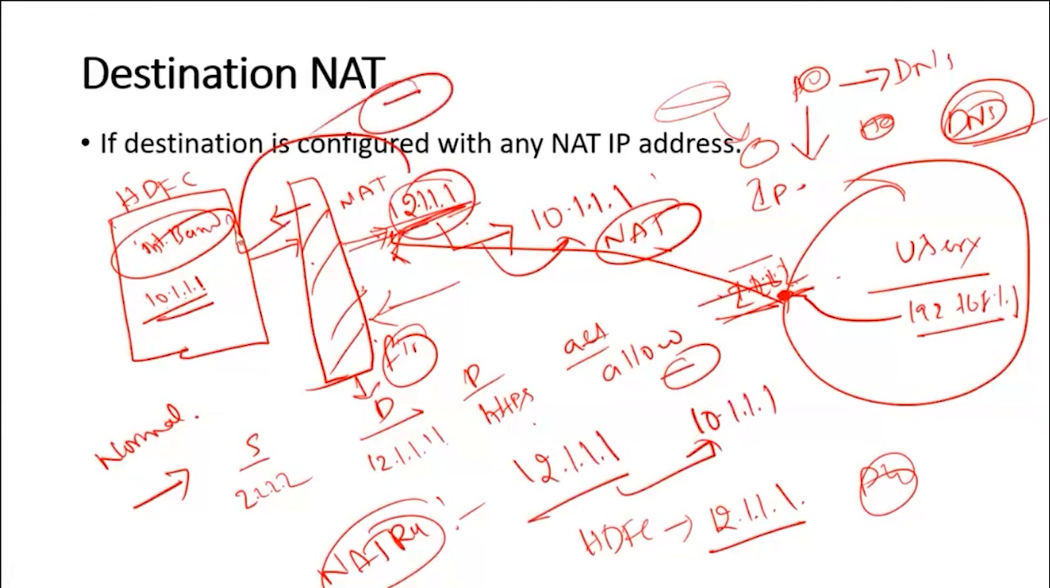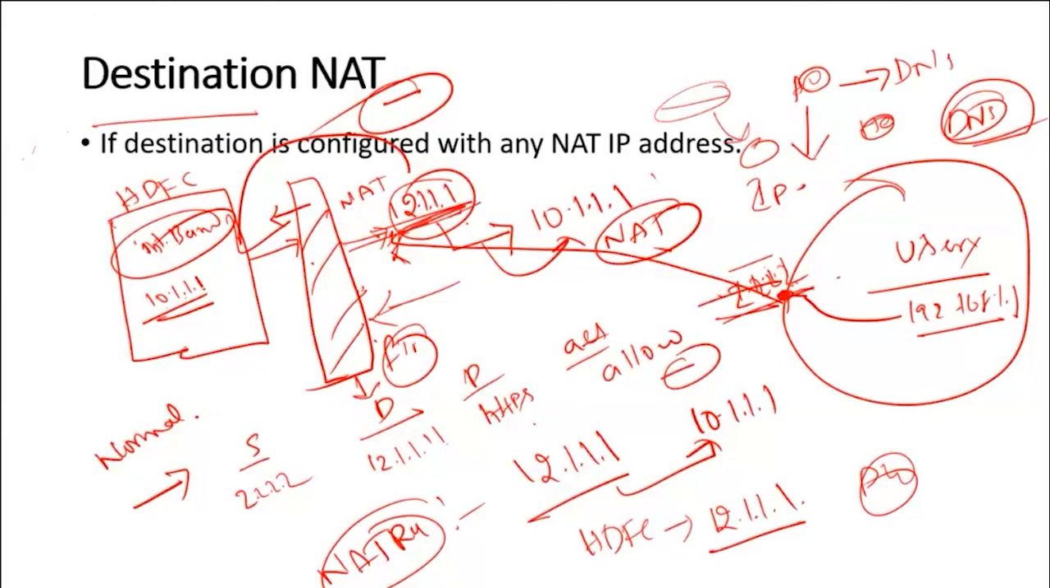Is it clear? Yeah, clear, Harsha. Okay. So it will check if any NAT is configured for the destination IP address, then it will perform the NAT and go further. Again, during the practical sessions, I will show you how we configure destination NAT. For now, I need you to understand what destination NAT is and in which cases we perform destination NAT.